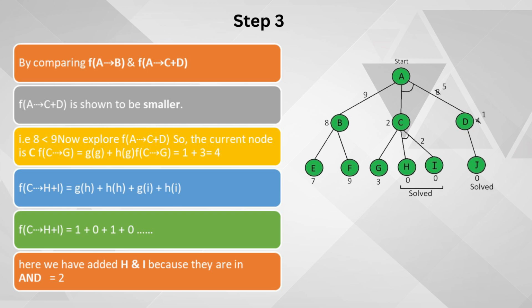So, f of C to G is equal to g of G plus h of G, which means f of C to G is equal to 1 plus 3, that means 4. F of C to H plus I is equal to g of H plus h of H plus g of I plus h of I. So, f of C to H plus I is equal to 1 plus 0 plus 1 plus 0. Here we have added H and I because they are in AND. So, we have total value equal to 2.